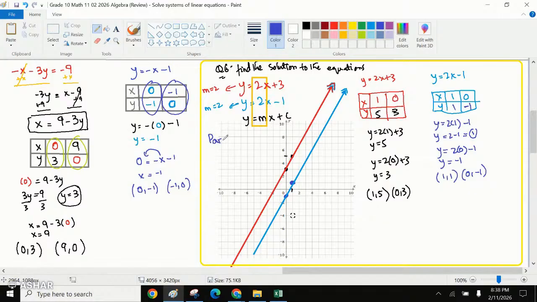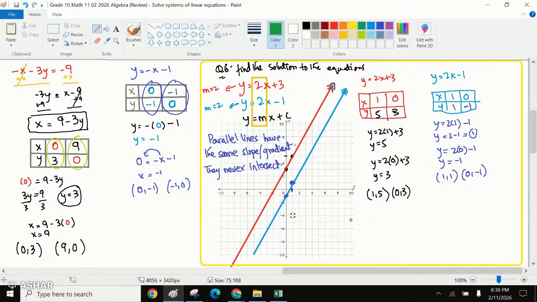That means parallel lines have the same slope or gradient. Therefore, they never intersect. How can we look at this?